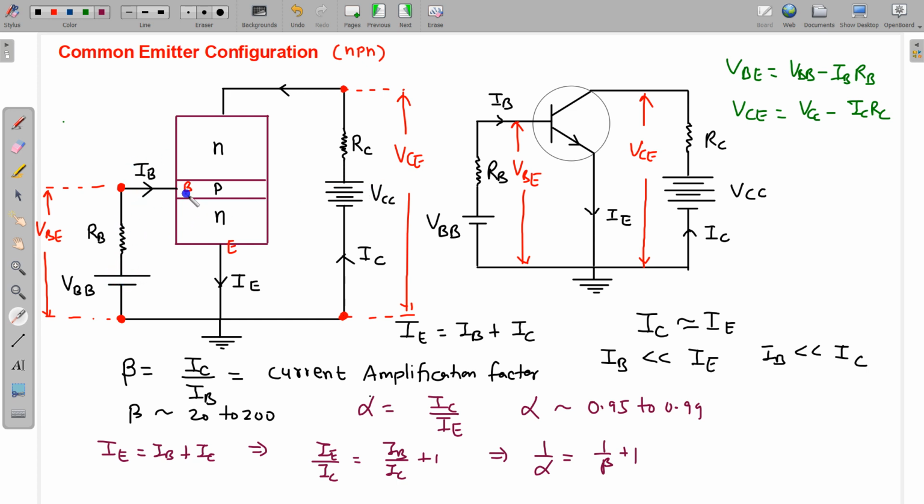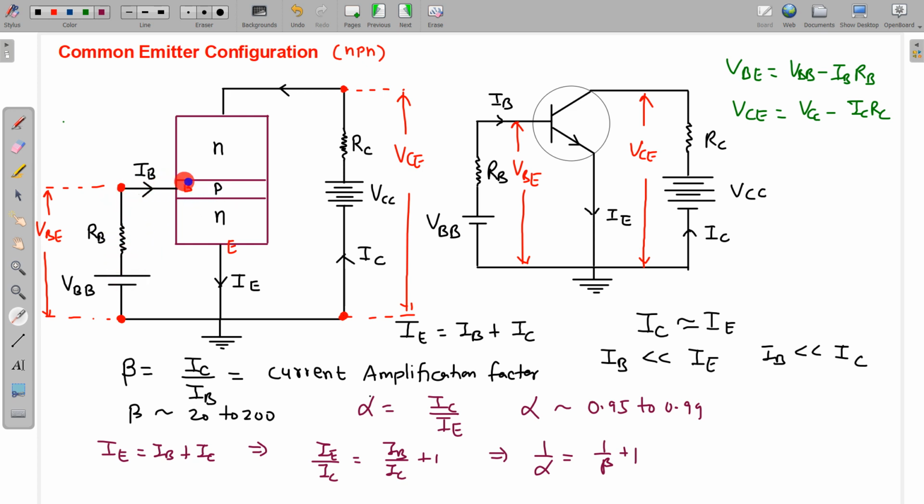Now let us see why VCC should have more voltage than this battery. I have said the base emitter junction should be forward biased, so the base is already at higher potential, being connected with the positive terminal. Now the collector base junction should be reverse biased. So for this junction to be reverse biased, the N side should be at a higher potential compared to the P side. And from here, P is already at the higher potential.